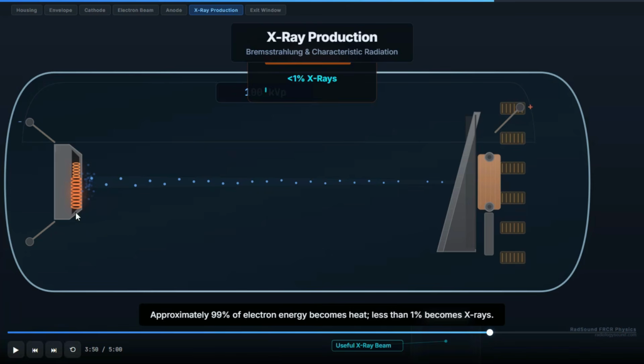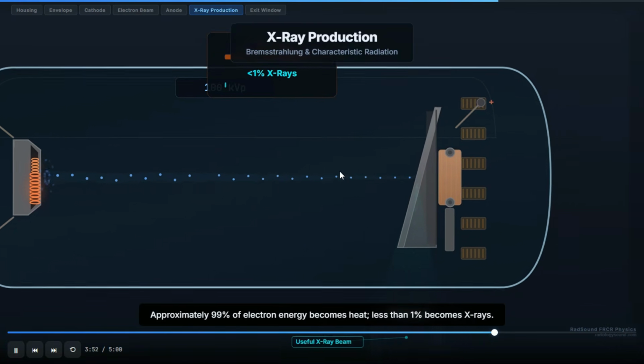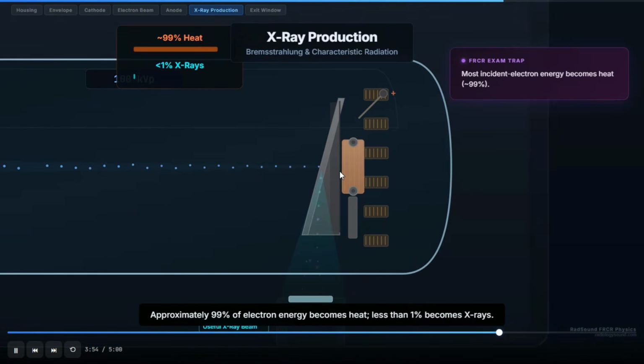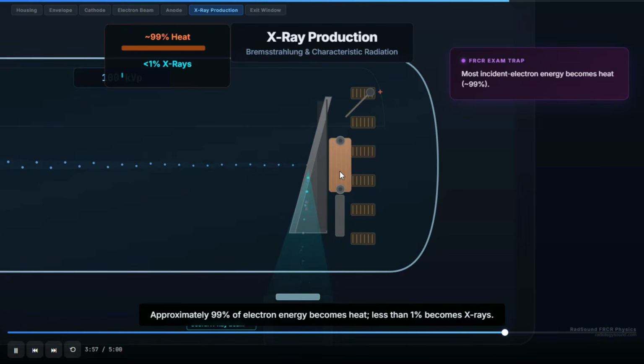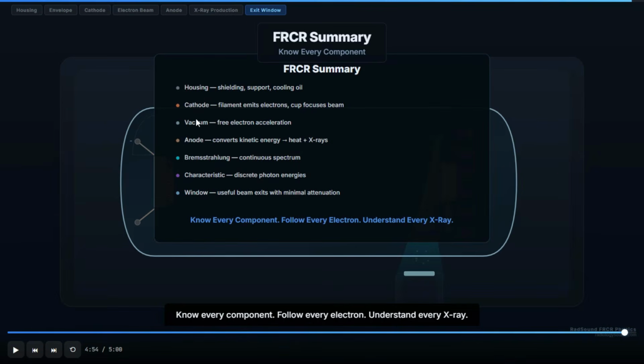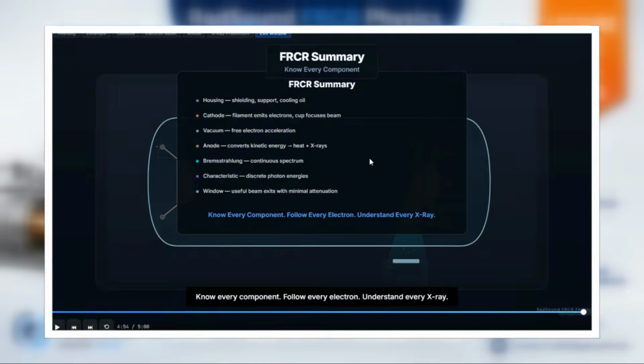Inside this vacuum, we have conduction around the anode, and we have convection inside the oil. So remember these three important methods because they are very important. Convection is always on the outside, not inside the vacuum housing. We have the cathode, we have the vacuum, free electrons, acceleration, and we have the anode to convert kinetic energy into heat, from the tube to tissue.